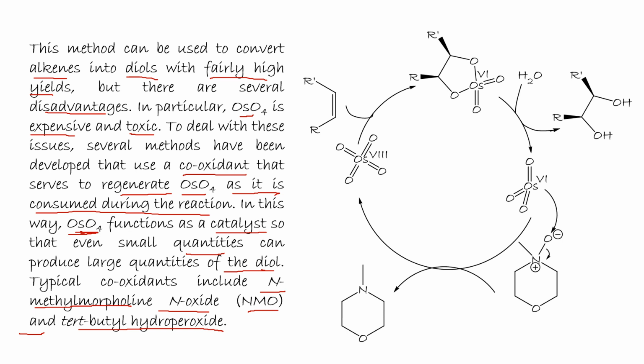So we start with osmium 8, form the cyclic osmate. Osmium here is 6. Then water gets in and gives the diol, and the osmium coming out of this reaction is oxidized again with N-methylmorpholine N-oxide to give N-methylmorpholine and osmium tetroxide, once again osmium 8.